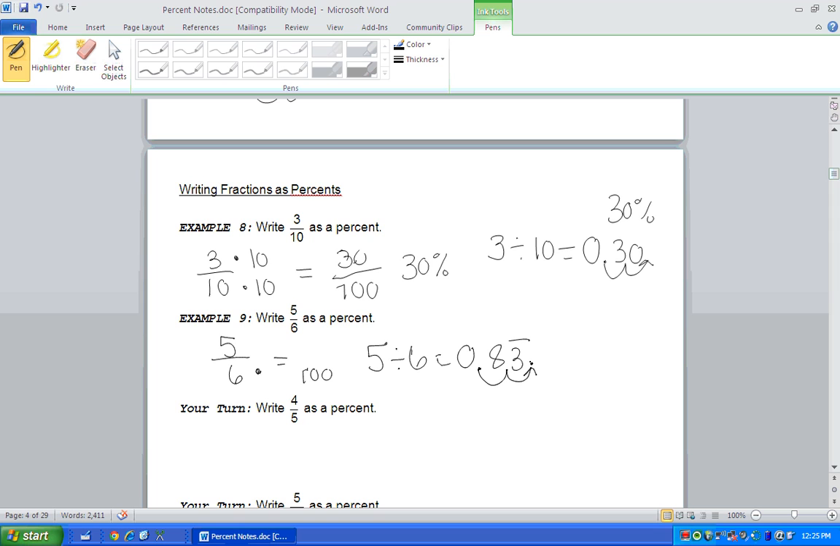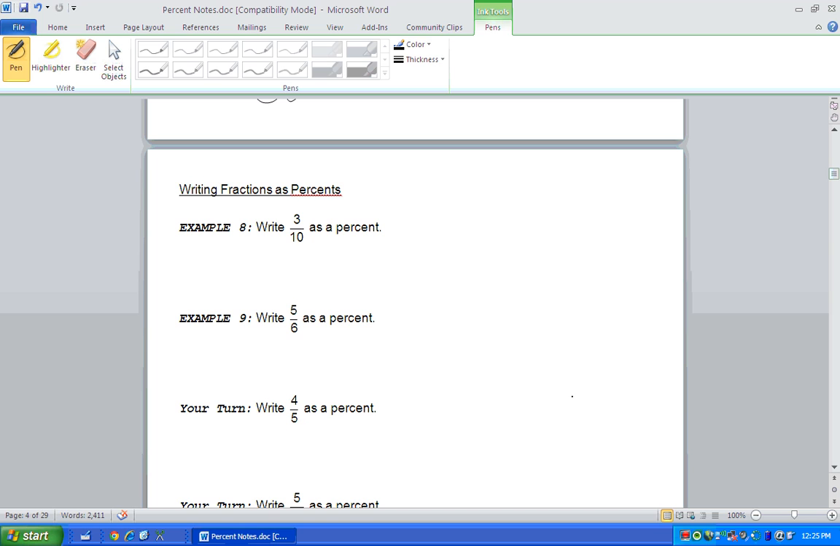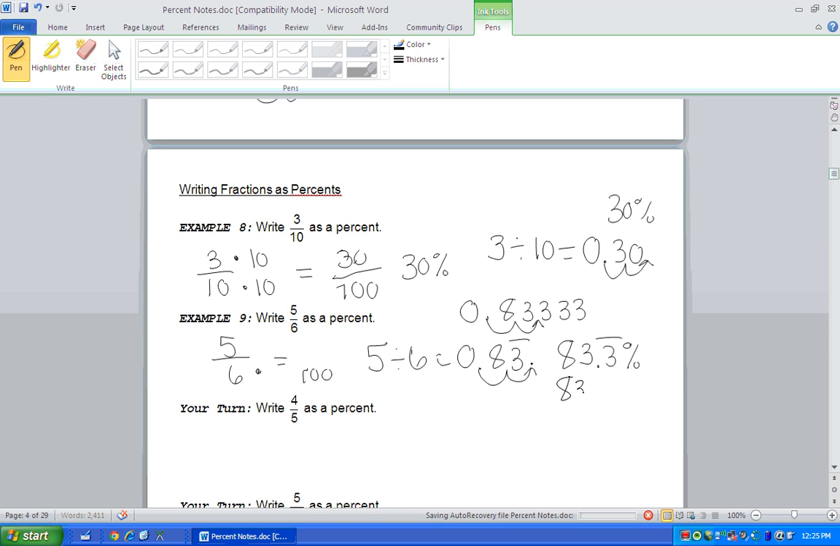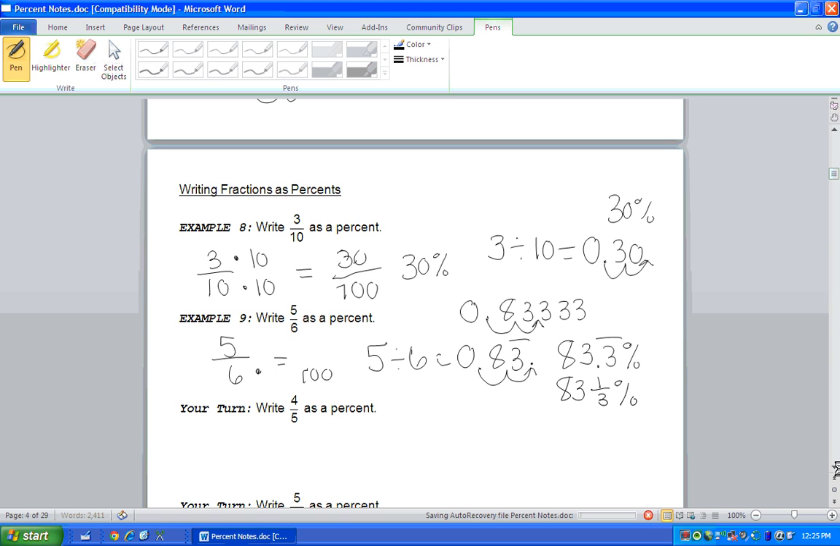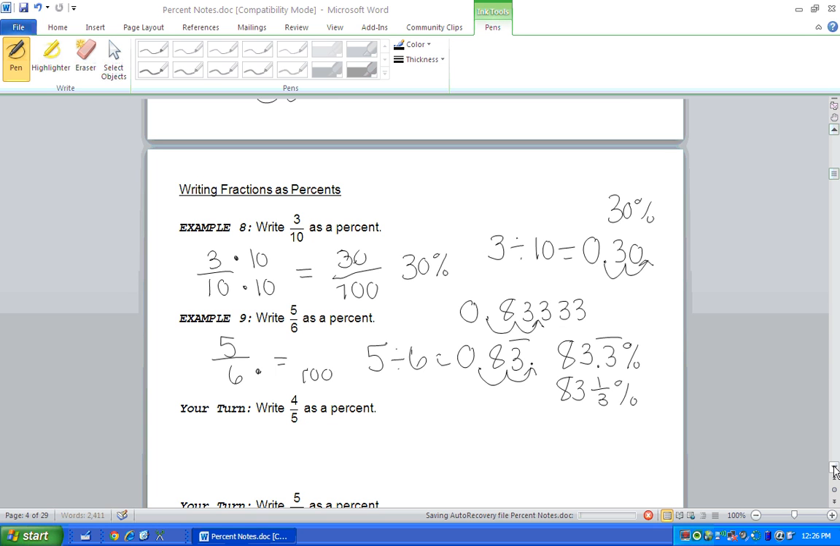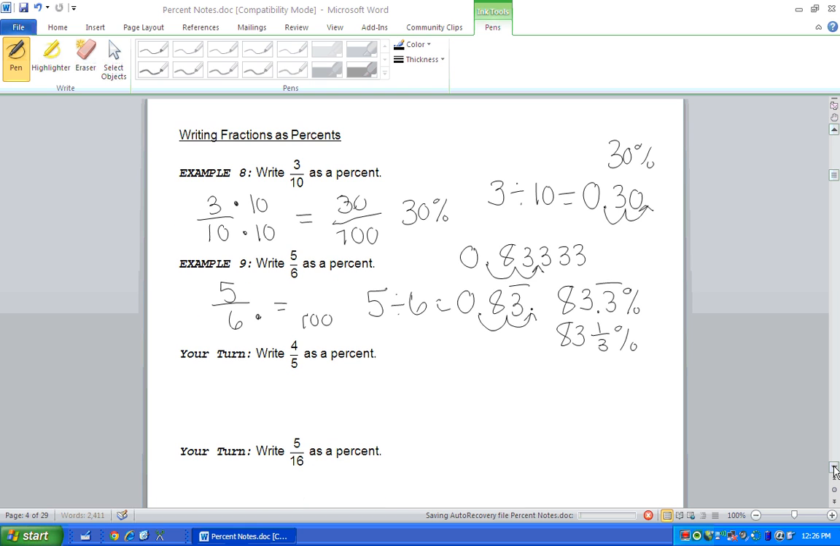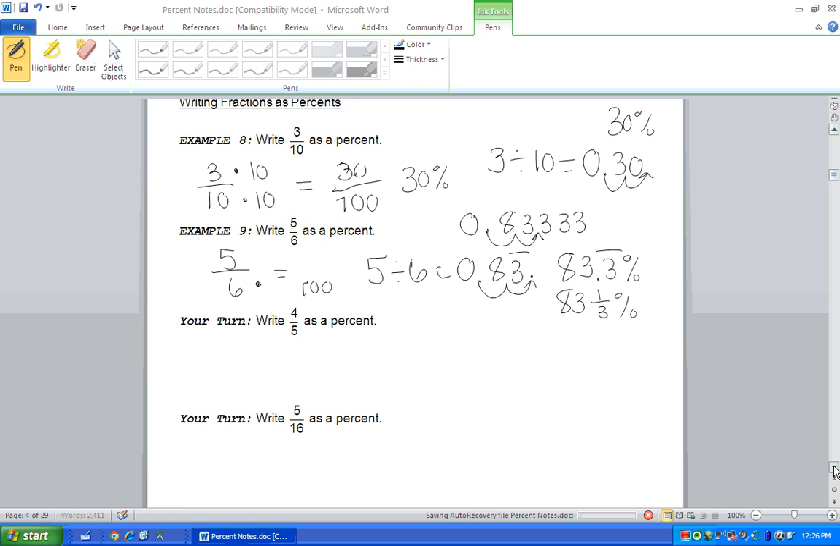Now this one's a little bit tricky because that 3 is repeating. So as a decimal, it really looks like this, where the 3 keeps on repeating. So if I were to move that decimal 2 place values to the right, tenths, hundredths, that would be 83.3 repeating percent. Or remember when we memorized our fractions and decimals, that would be 83 1/3%. That would be the correct answer as well, because 3 repeating is 1/3. All right, pause the video again and try the next two examples on your own, changing 4/5 and 5/16 to a percent.